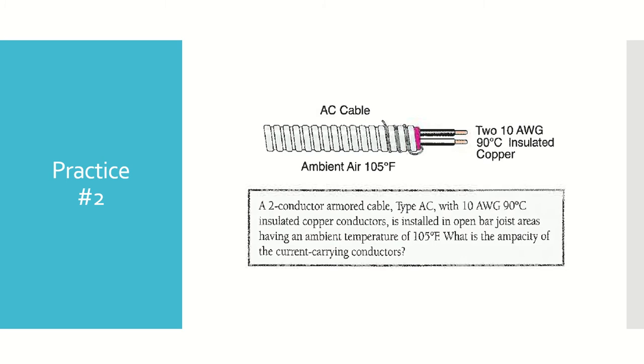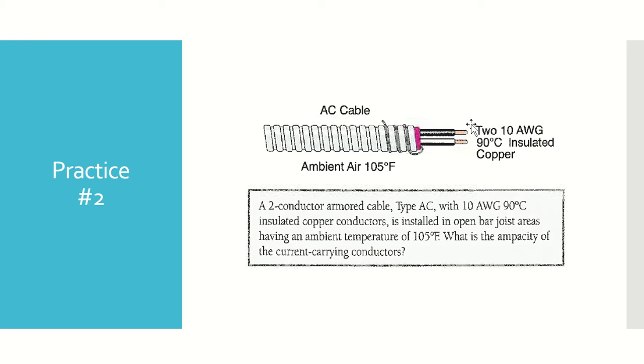Let's look at another practice problem. Okay, a 2-conductor AC cable with 10 American wire gauge 90 degrees C insulated copper conductors is installed in open bar joist areas having an ambient temperature of 105 degrees Fahrenheit. What is the ampacity of the current carrying conductors? So what are these number 10s good for? How much current can they handle with an ambient temperature of 105? So pretty warm.